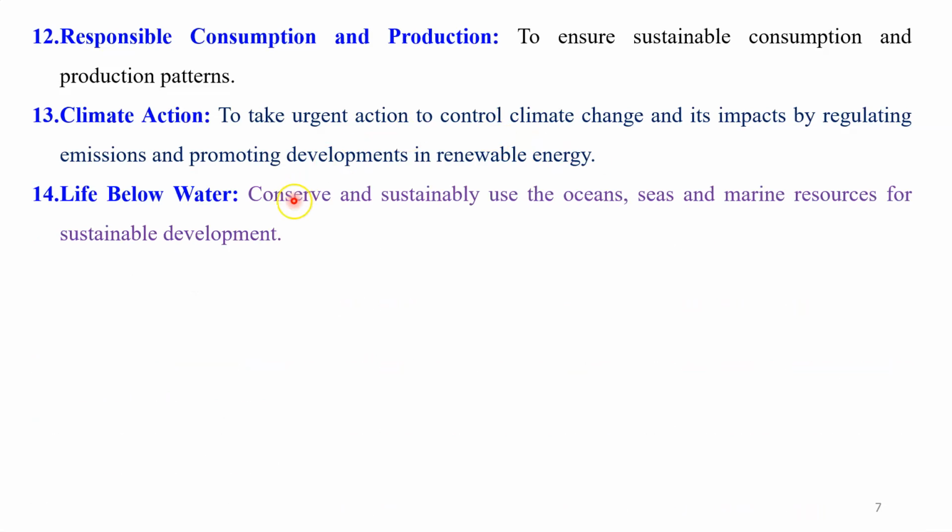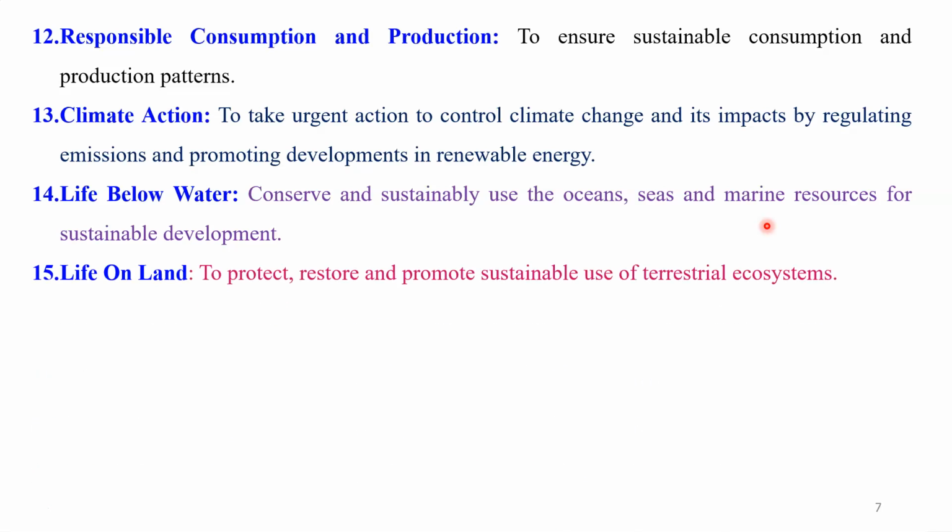Life below water. Dear student, you know that conservation and sustainable use of the ocean, sea, and marine resources is very important. We have to prevent the pollution of oceans and seas, because it badly affects the aquatic ecosystem we have inside the ocean and the water, which is badly affected due to human activity. And for that purpose, this specific goal was decided.